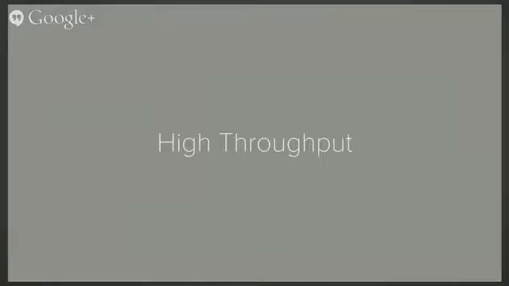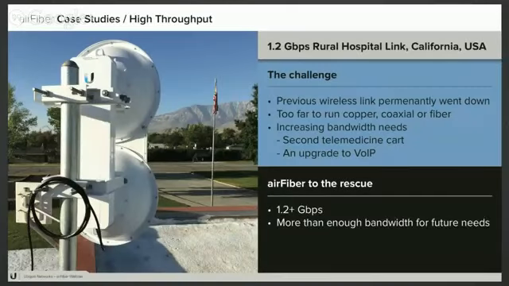Our first case study features AirFiber really showing off its ability to push an amazing amount of throughput. It is a hospital link in rural California, and they had several challenges. Once their wireless link went down, they had some issues. They realized that it was too far to run copper coaxial or fiber, and the hospital also had increasing bandwidth needs. In the hospital, they had these telemedicine carts that require a fair amount of bandwidth, and they were adding a second one. The hospital was also in the process of upgrading the VoIP.